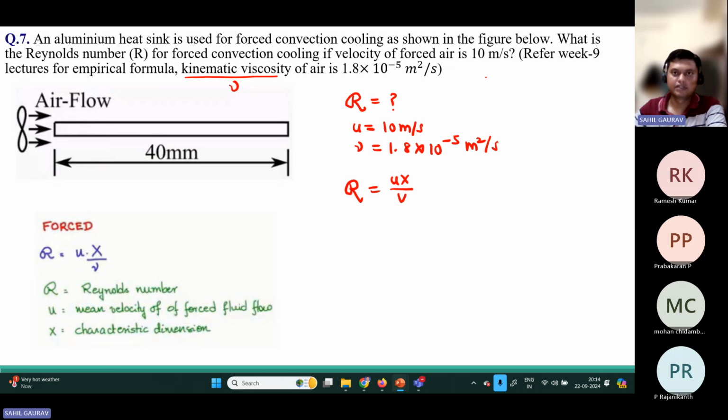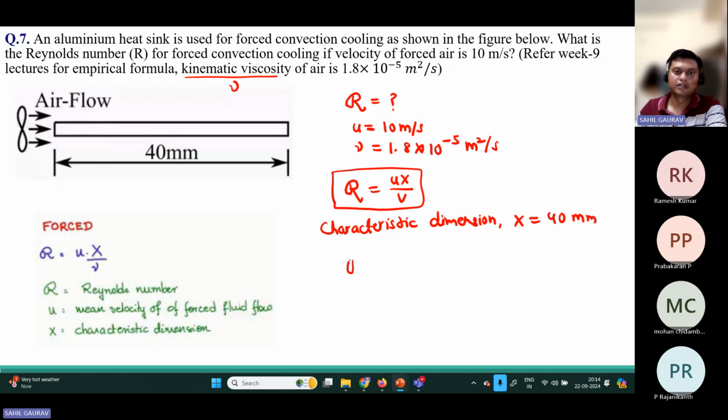So x, the characteristic dimension for this plate, will be the length of the heat sink, that is 40 mm.